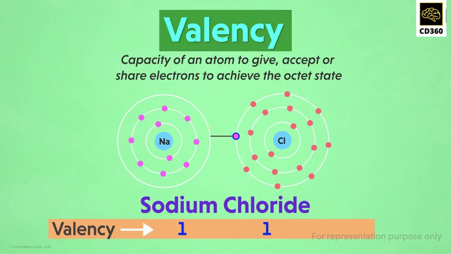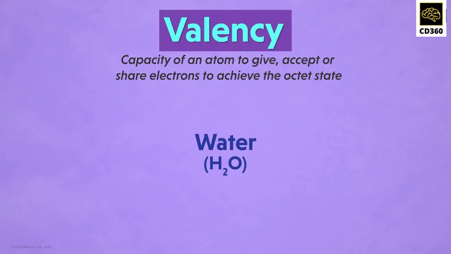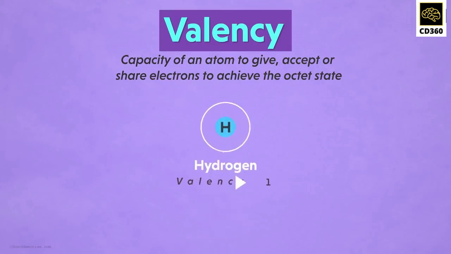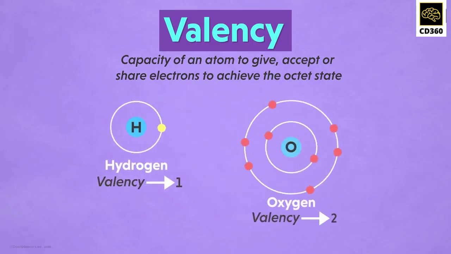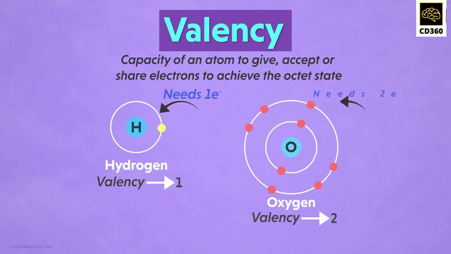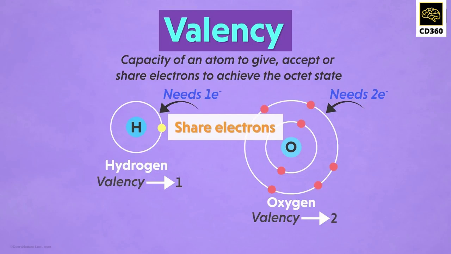Does this mean that only elements having the same valency always combine together to form a bond? Not really. Just take the simple example of a water molecule. We have seen that the valency of hydrogen is 1 while that of oxygen is 2. Here, hydrogen needs 1 electron while oxygen needs 2 electrons. Both need electrons. So how do the atoms combine in this case? How will the bond formation take place then? Well, they will both share electrons with each other.